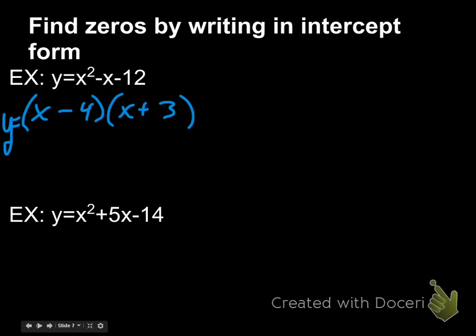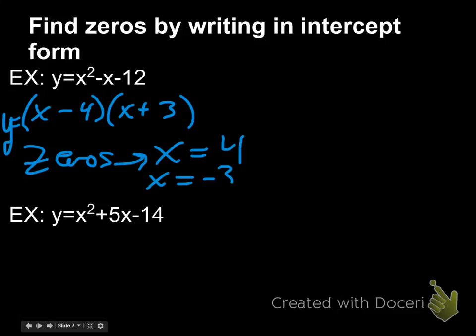So we would say the zeros are at x equals 4 and x equals negative 3, right? If I plug in a negative 3, that makes the whole thing 0. If I plug in a 4, that makes the whole thing 0. Shouldn't it be the opposite, or negative 4? Guys, it's opposite.